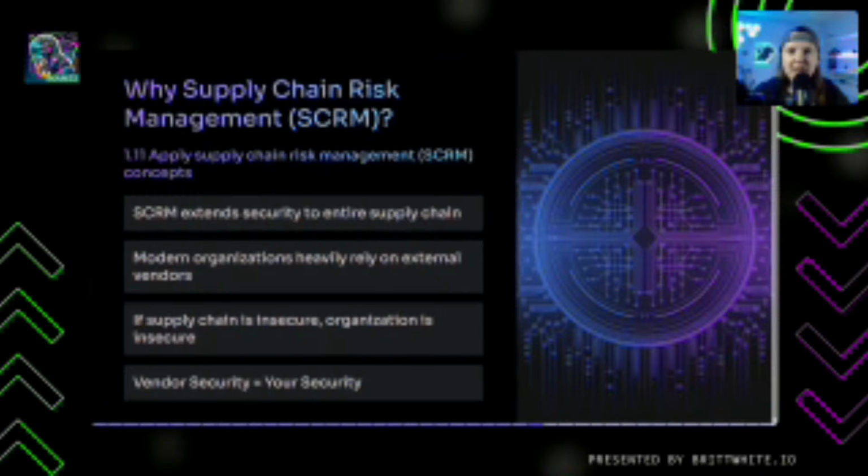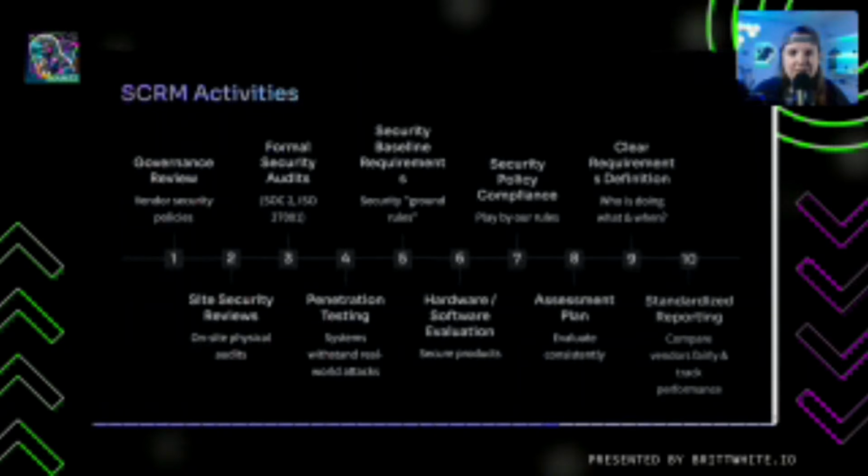Remember, vendor security is your security. Effective supply chain risk management involves due diligence and continuous vendor security monitoring throughout the relationship. SCRM activities are often applied in a tiered approach, with more rigorous assessments and monitoring for critical vendors and suppliers who pose higher risks to the organization.